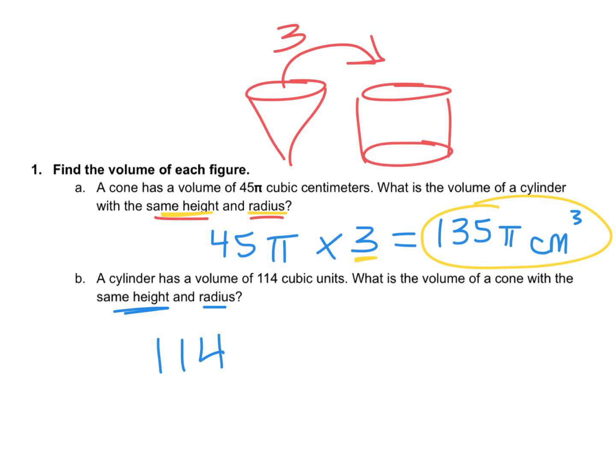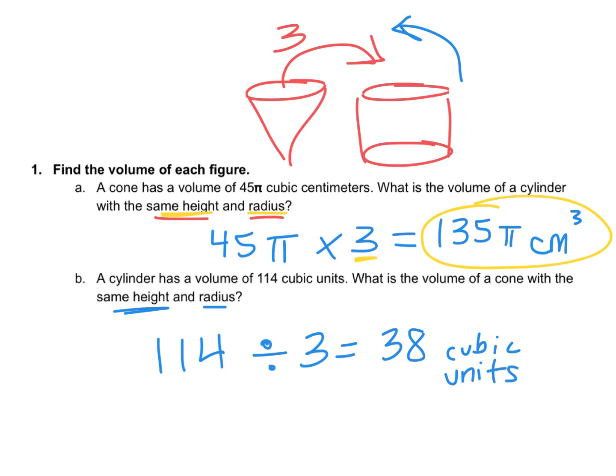So if we go the other way, a cone would be a third of the size. So we would take the 114 and divide that by 3. 114 divided by 3 is 38. And our label just says cubic units. So I'm just going to go ahead and write cubic units. It didn't say anything about pi, so I just did straight up 114 divided by 3.